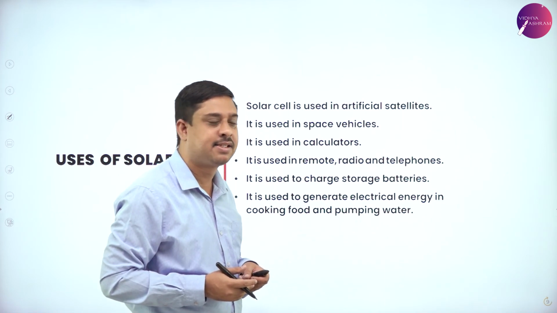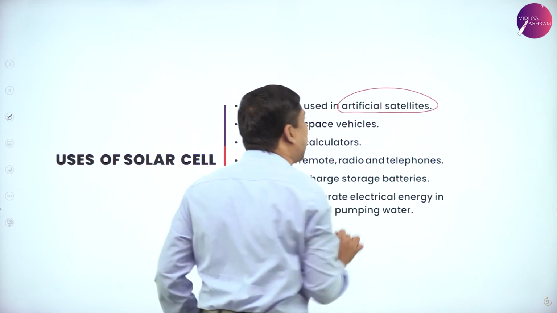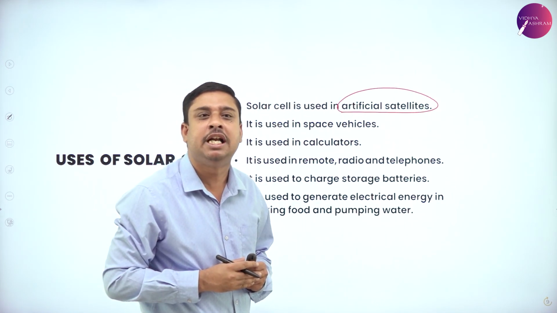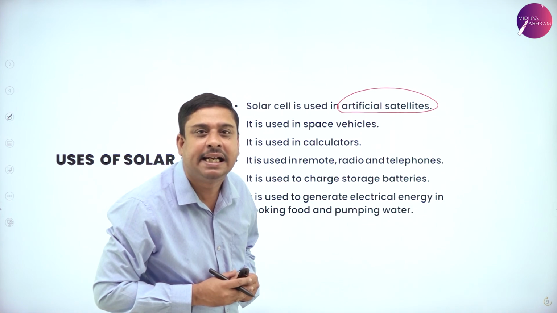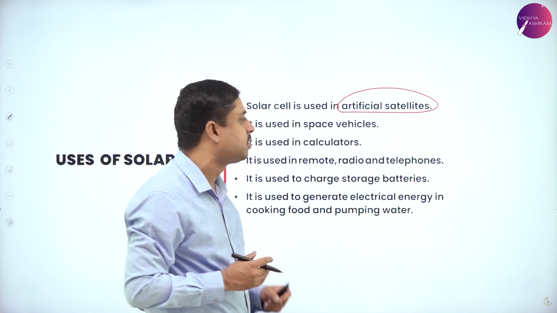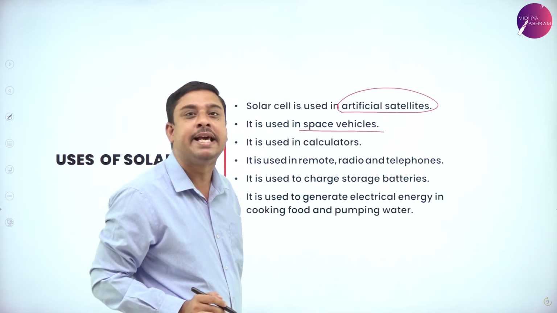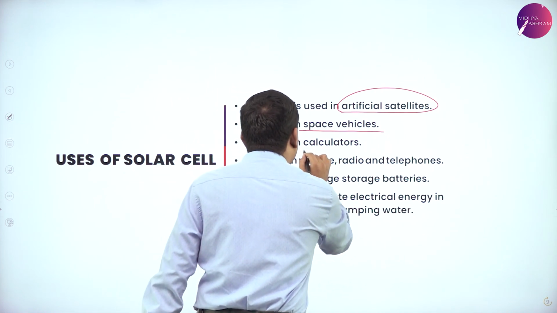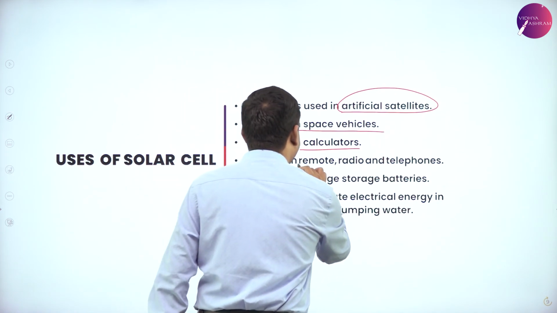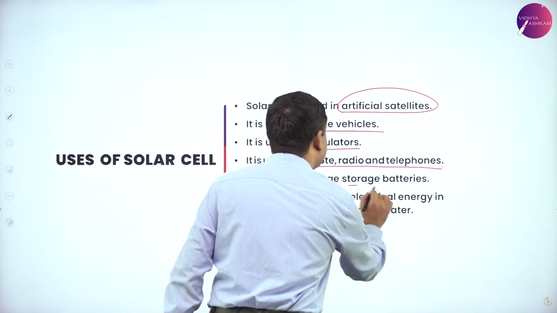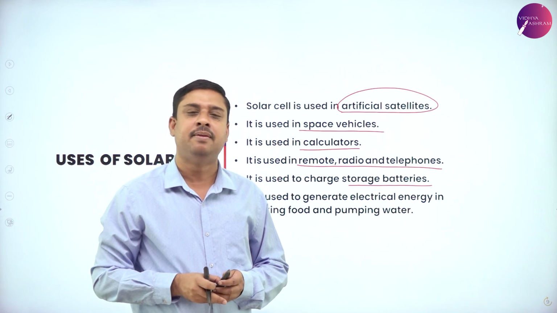Uses of solar cells. It is used in artificial satellites, especially where we have remote sensing and communication satellites. Space vehicles, astronaut vehicles, used in calculators, remote radio and telephones, storage batteries, and so on, exactly like an LED.